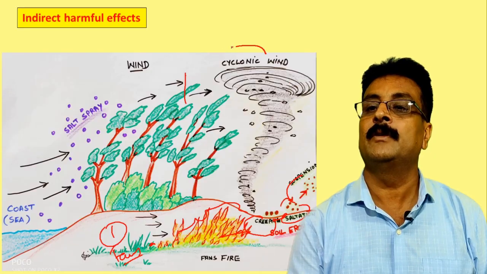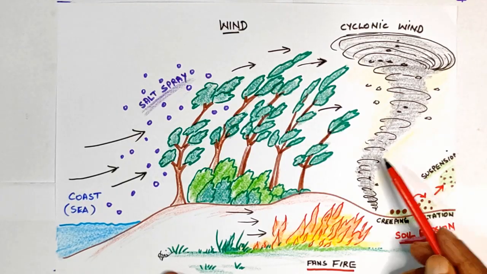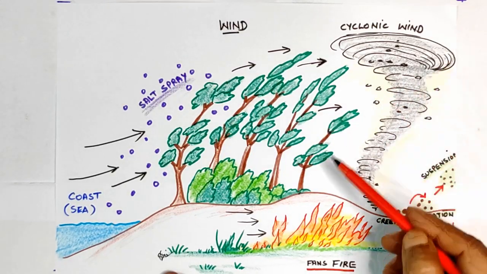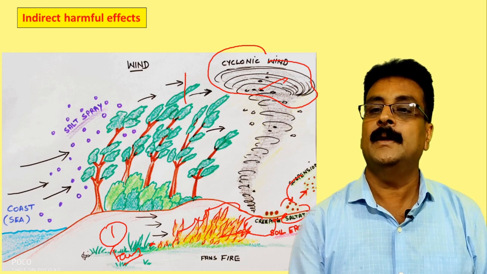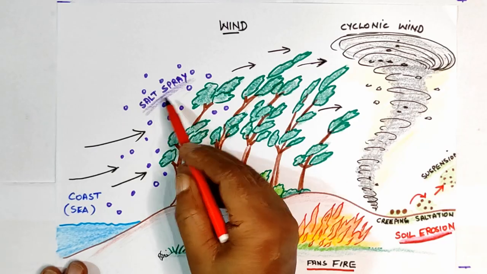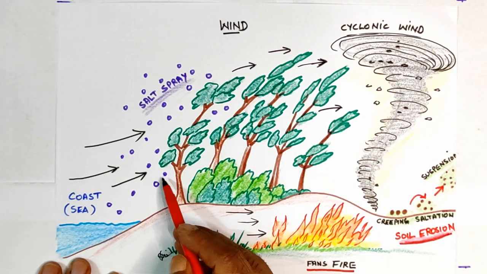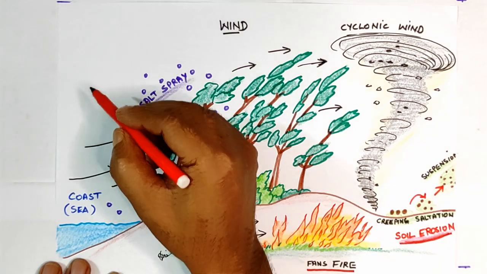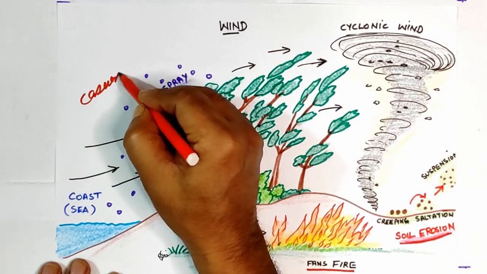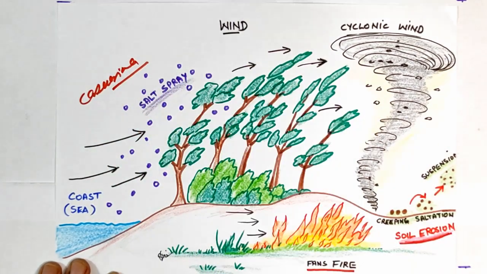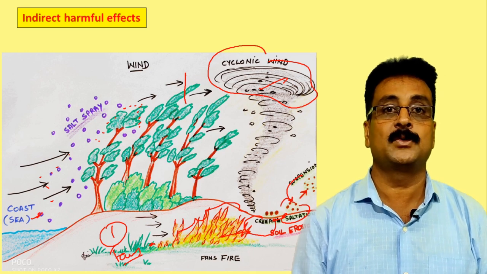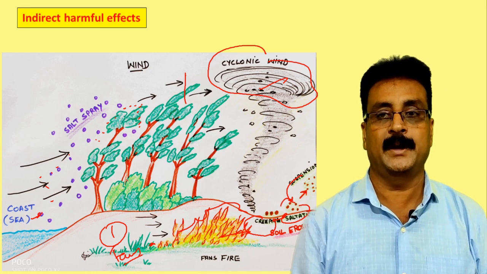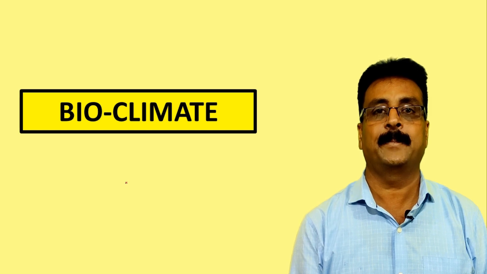Then cyclonic winds. This cyclonic wind is very dangerous. Obviously, it will uproot and damage the forest in that area. Then salt spray. In the coastal area, this salt spray will come, and those species which are sensitive, it will kill their foliage. That's why we have some species like casuarina which resist that salt spray, and they are in the coastal area. There are some species we should know which can tolerate the salt spray. There are some indirect effects.